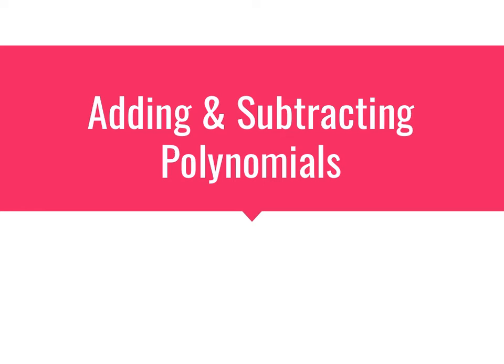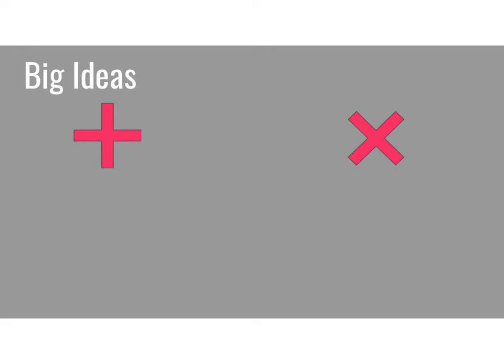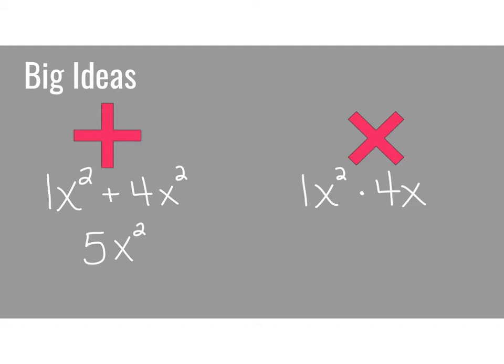In this lesson, you're going to learn how to add and subtract polynomials. Let's go over a big idea that sometimes students get mixed up with. If I told you to do x squared plus 4x squared, they are like terms because they both have an x squared. So you would end up adding the coefficients and you keep the variable part.